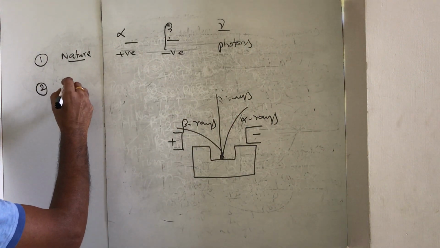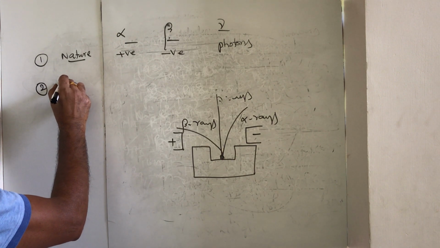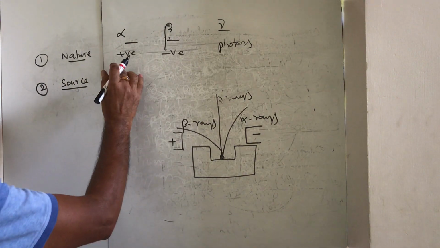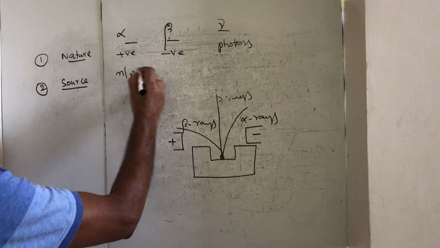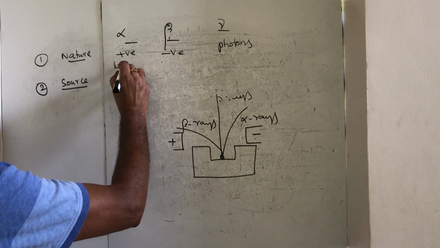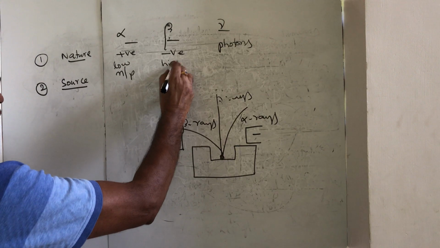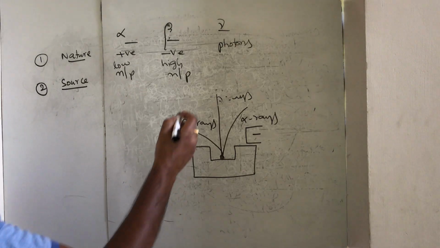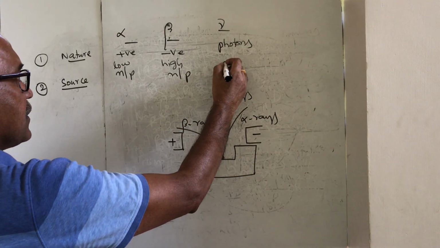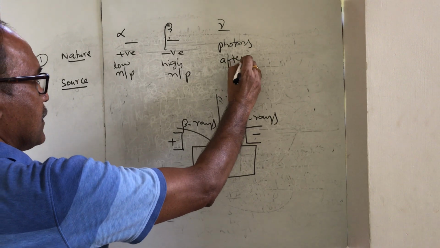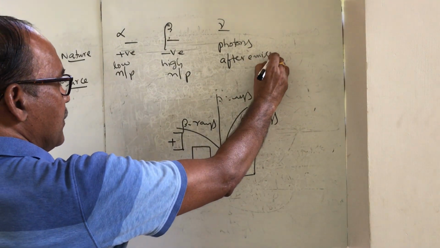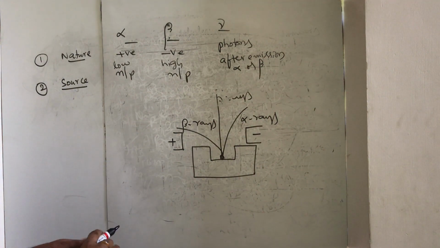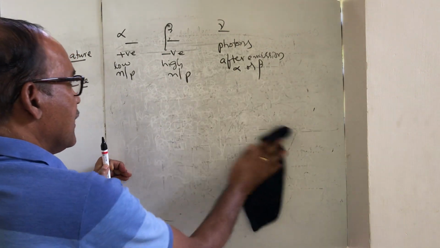Next, source. As I mentioned, low and high neutron to proton population nuclei emit these radiations, so they are radioactive nuclei. And here the gamma rays source is after emission of alpha or beta, gamma rays may be emitted.